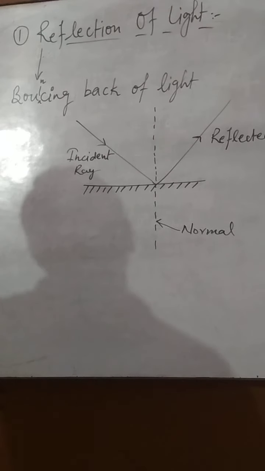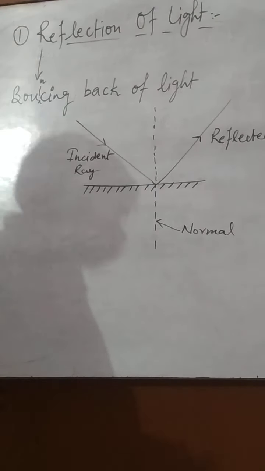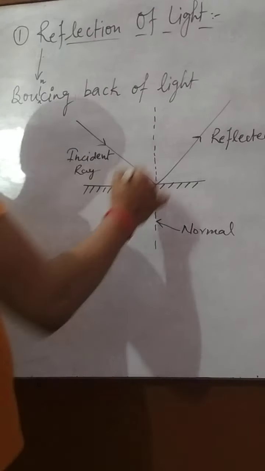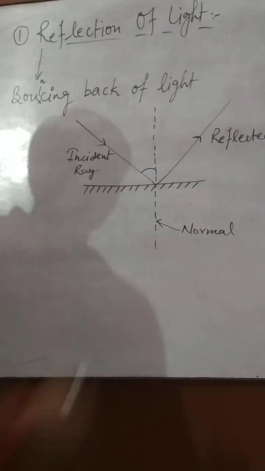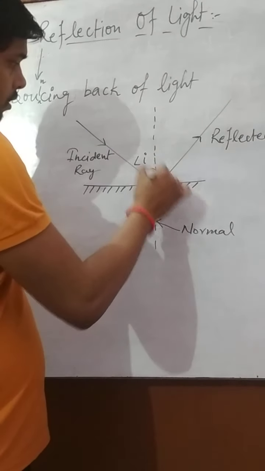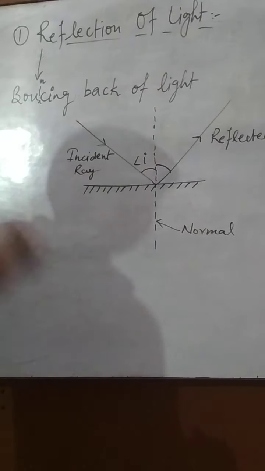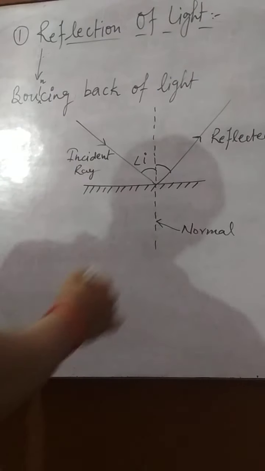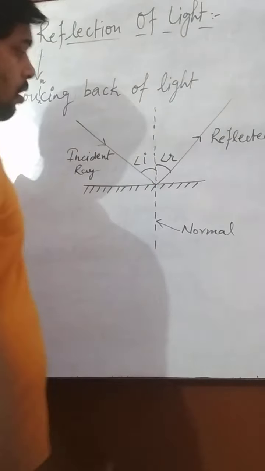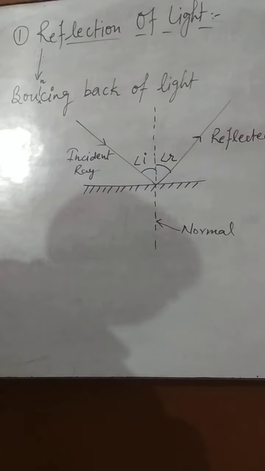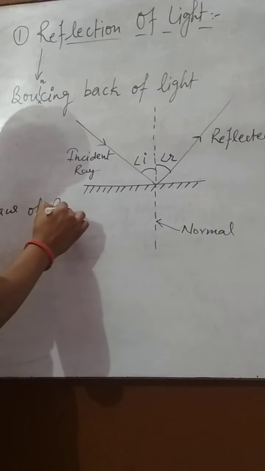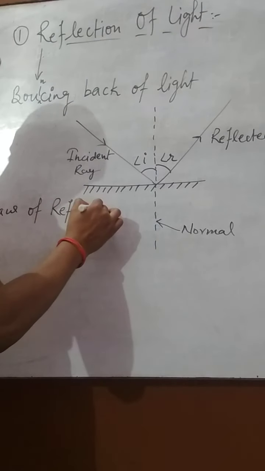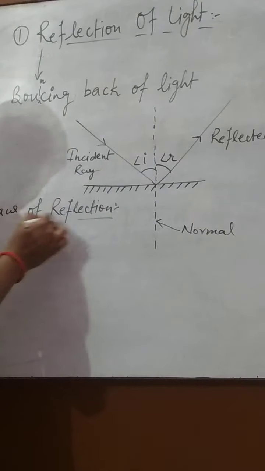Like this you can show reflection of light. One more thing is required here. Some angles will be made here by the incident ray, this is called the angle i, and this one is created by the reflected ray. This angle is known as angle small r, and this is called the law of reflection.